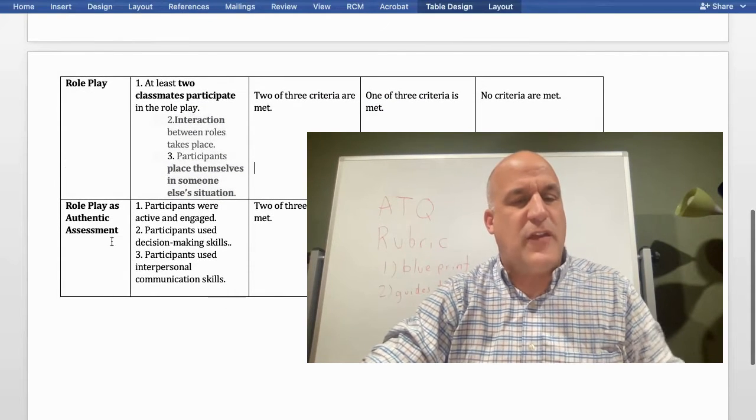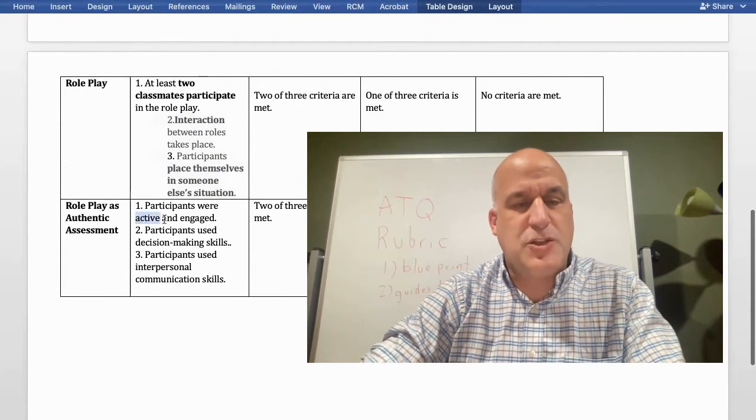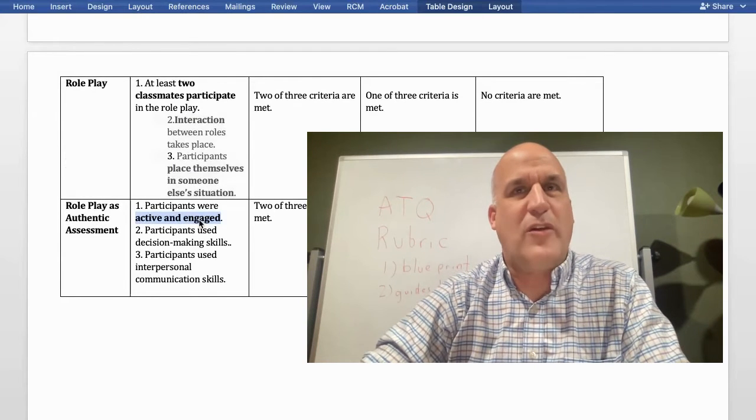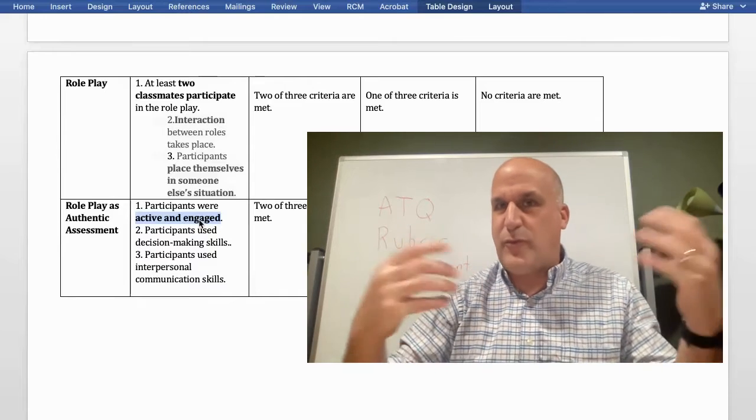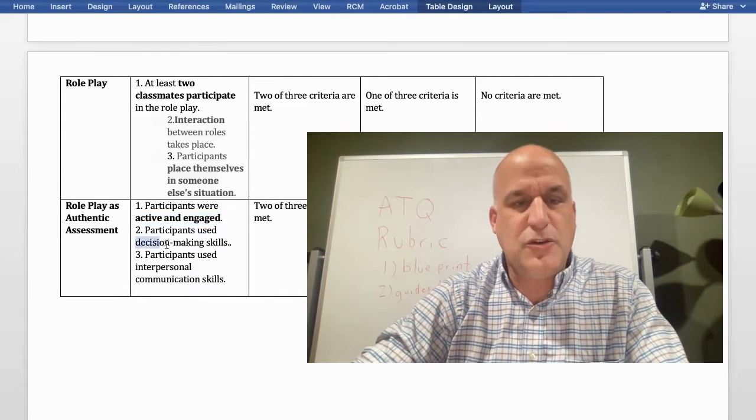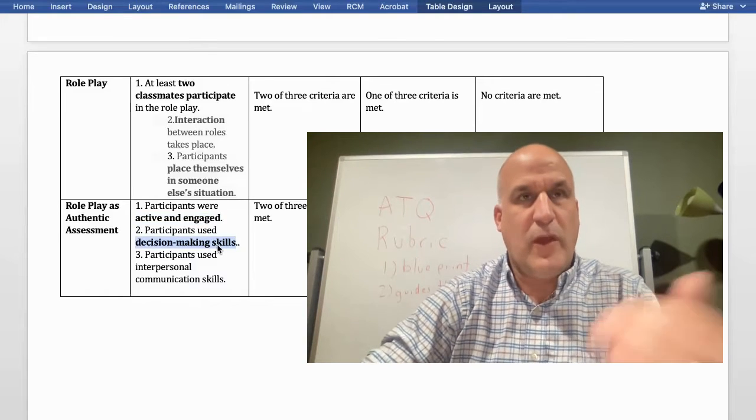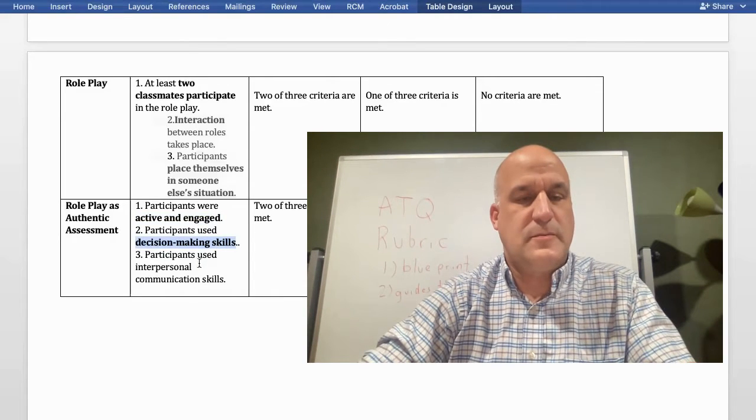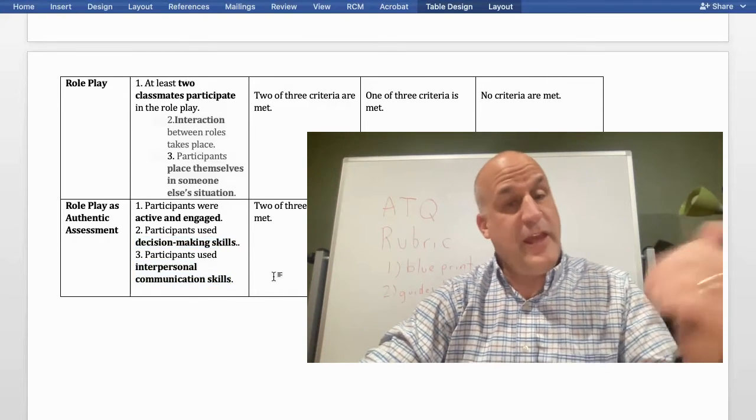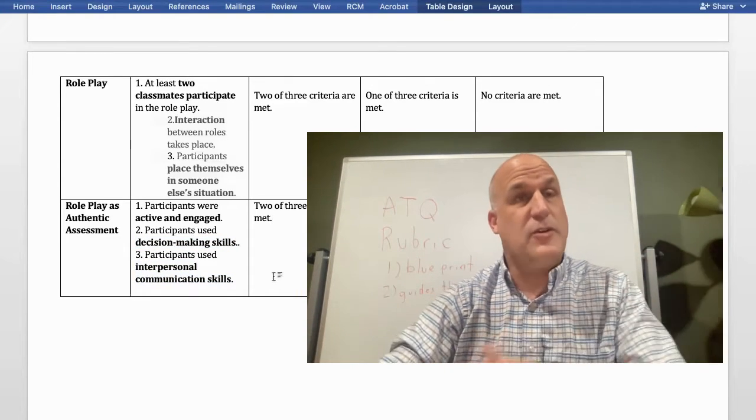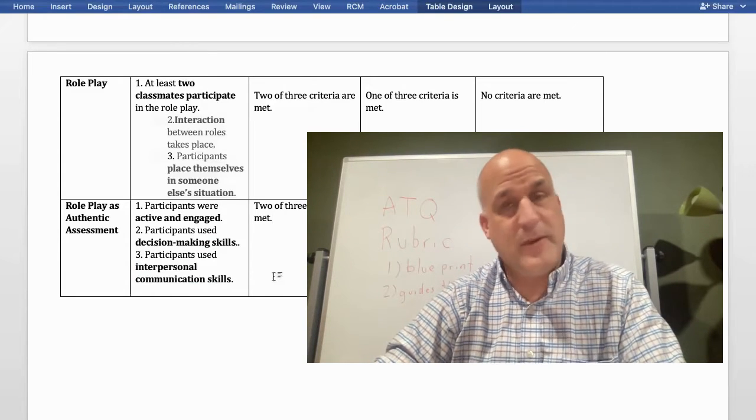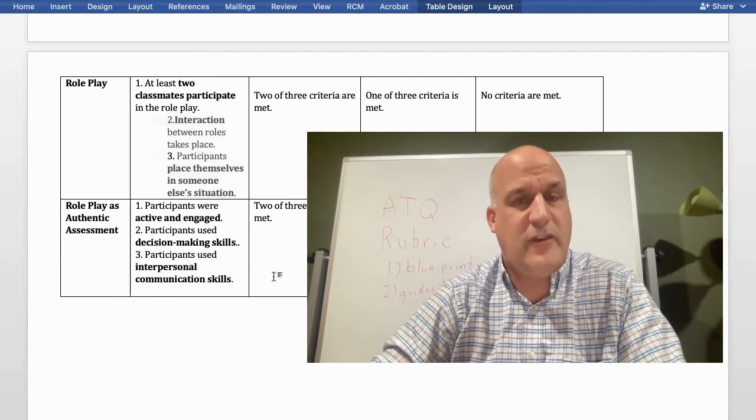Lastly is the role play as an authentic assessment. They have to make sure that they're active and engaged. This is not necessarily based on the quality of the work, but it's just trying to get a good performance out of people. So they should be somewhat engaged in what they're doing. They should use decision-making skills when they're making their decisions. And they should use interpersonal communication skills. So again, if you do each of those 3, I have no choice but to give you a 10 out of 10. If you're missing 1, I have no choice but to give you an 8. If you're missing 2, a 4. If you're missing them all, a 0.